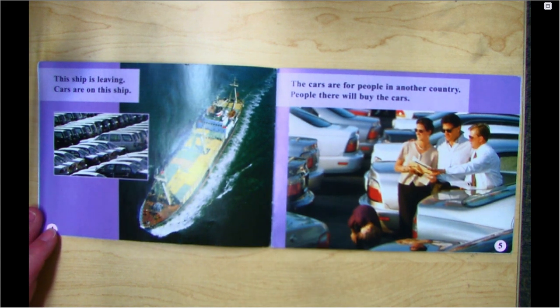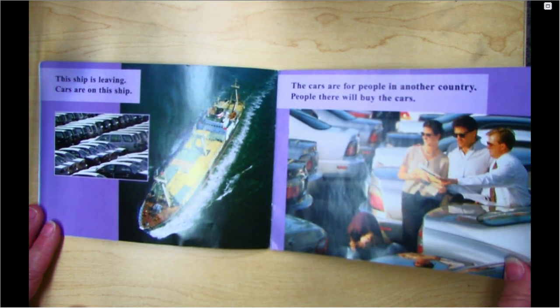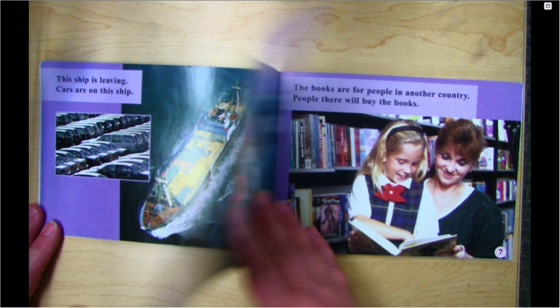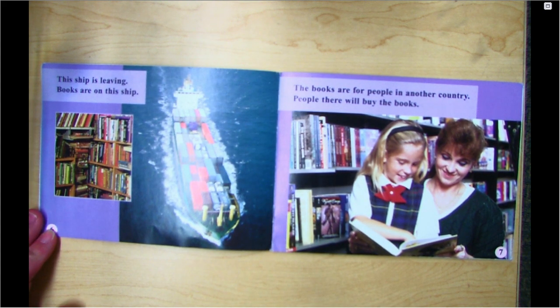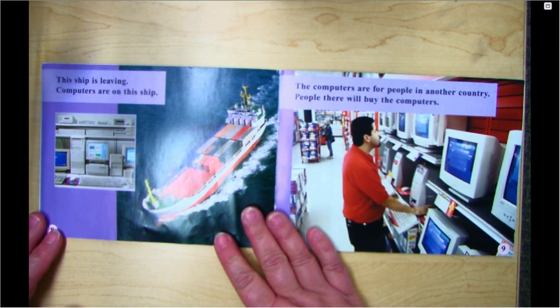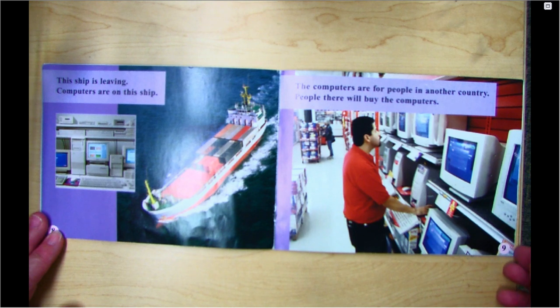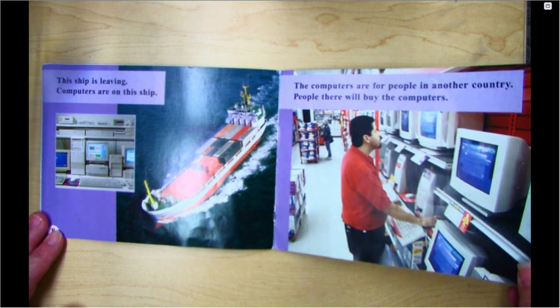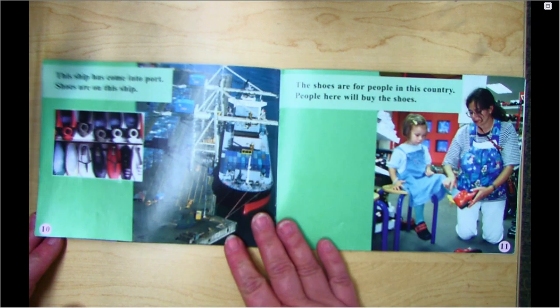This ship is leaving. Cars are on this ship. The cars are for people in another country. People there will buy the cars. This ship is leaving. Books are on this ship. The books are for people in another country. People there will buy the books. This ship is leaving. Computers are on this ship. The computers are for people in another country. People there will buy the computers.